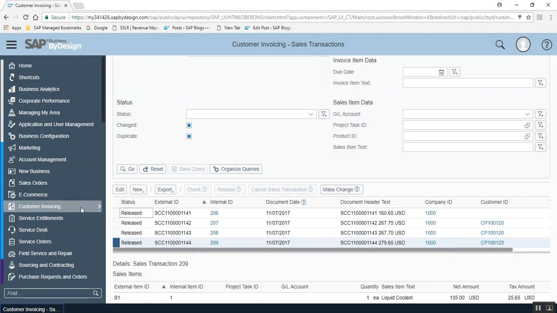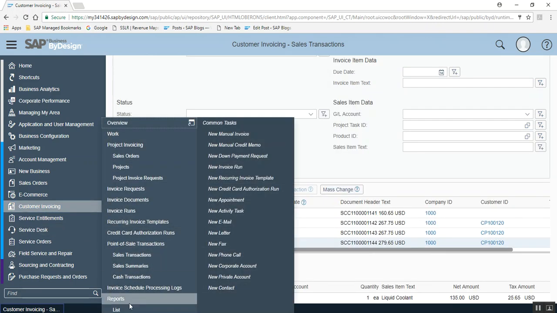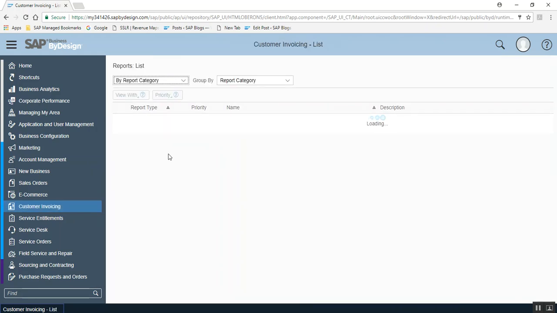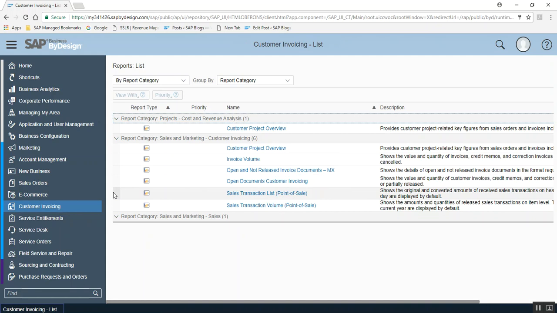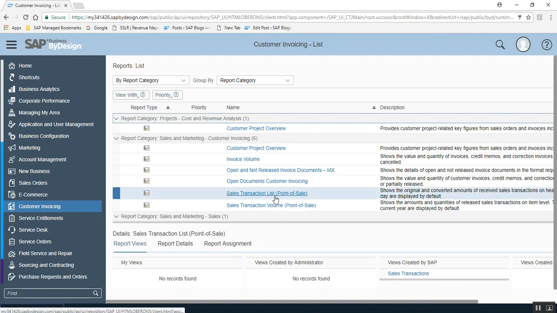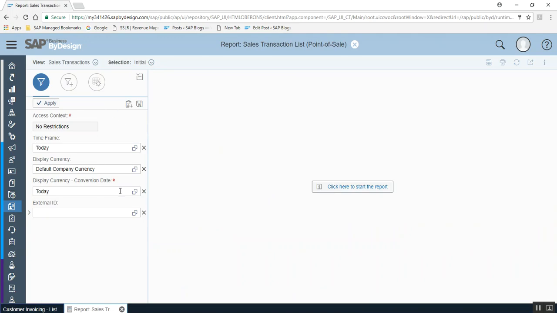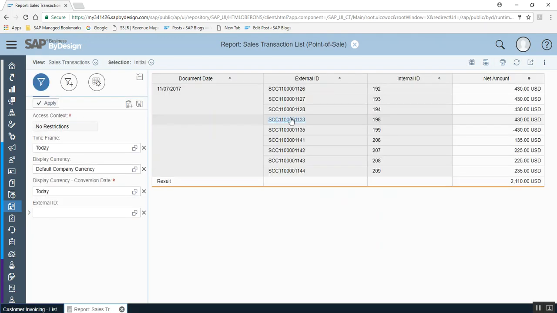Now let's take a look at the BI reports. The analytical reports are available, where there are two reports. One is the sales transaction, point of sales list, and the other is the volume reports. You can take a look at one of them, and it launches a report which has all the details of the transactions that have happened today, and you can decide to filter for certain transactions.